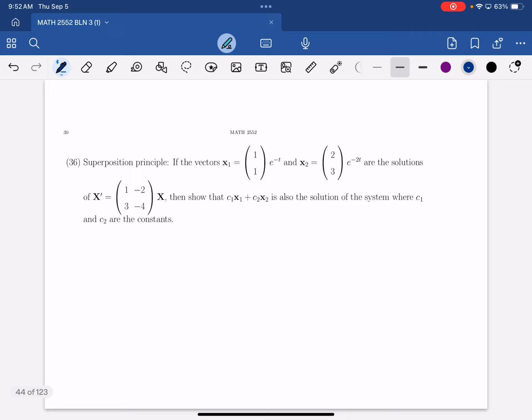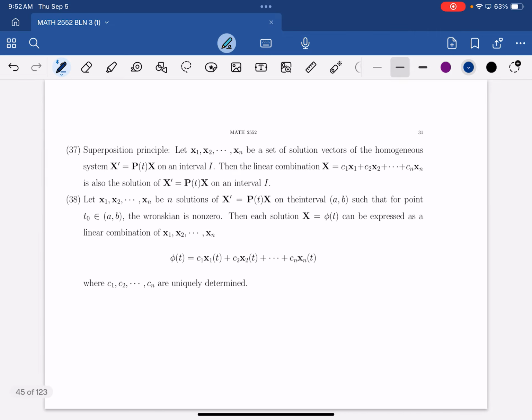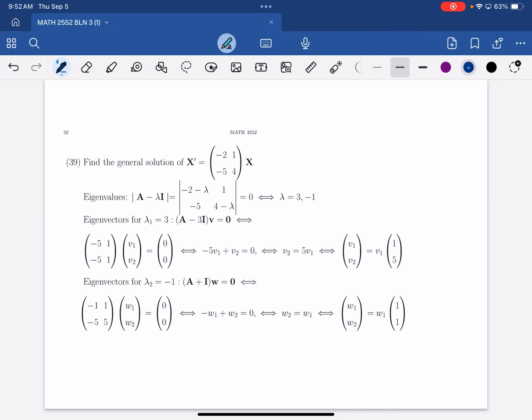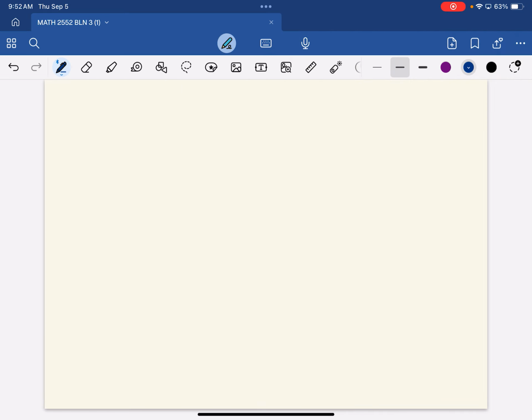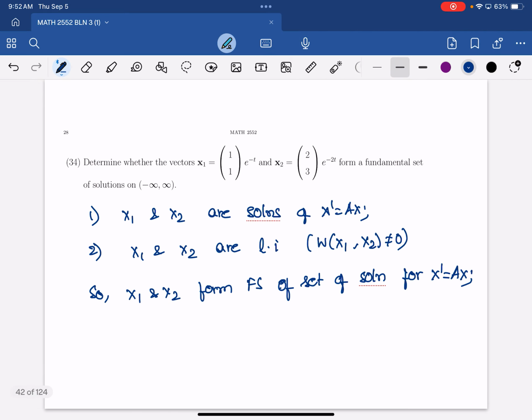Okay, so that finishes out this problem. So let's begin with this problem here. Wait, can you go back for just a second? Yeah, what's FS? It is a fundamental set. Oh, okay, let me write this.